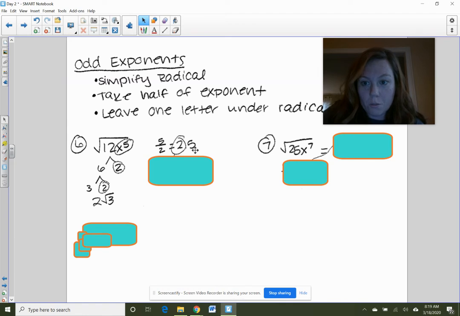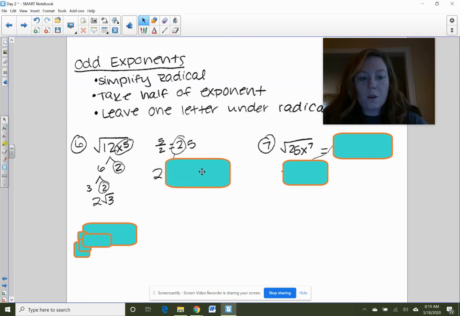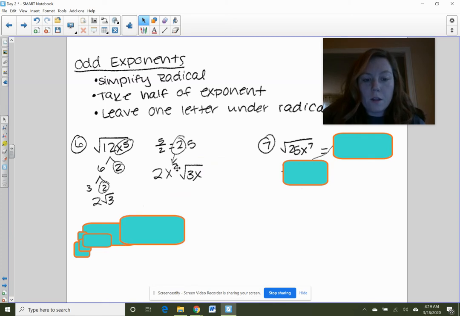So let me show you what I'm doing with the 2. So the 2 comes from this problem right over here. The 2 is right there. Square root of 3 is over here. And then since it's an odd, I'm going to have an x left over in the variable. And that's my final answer.